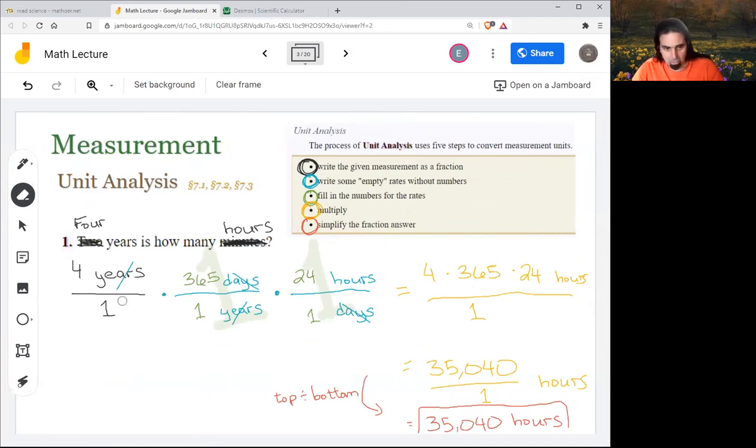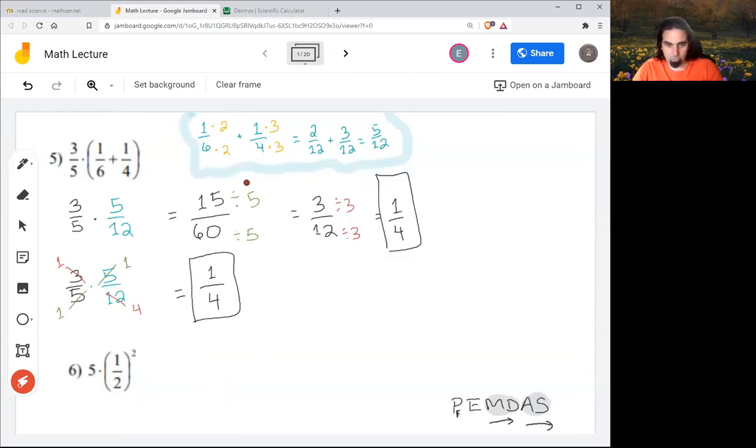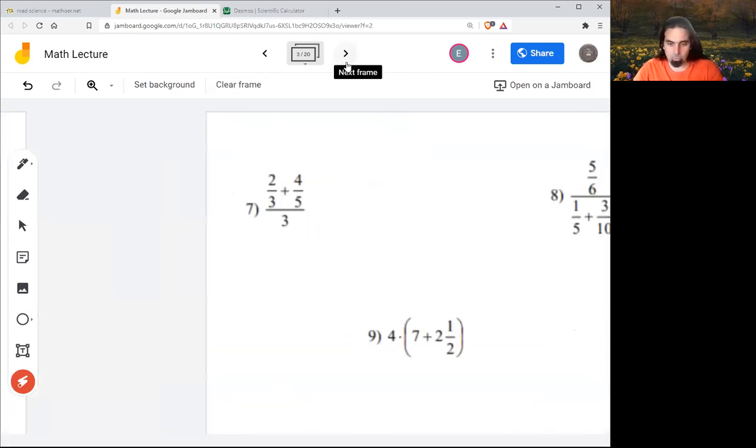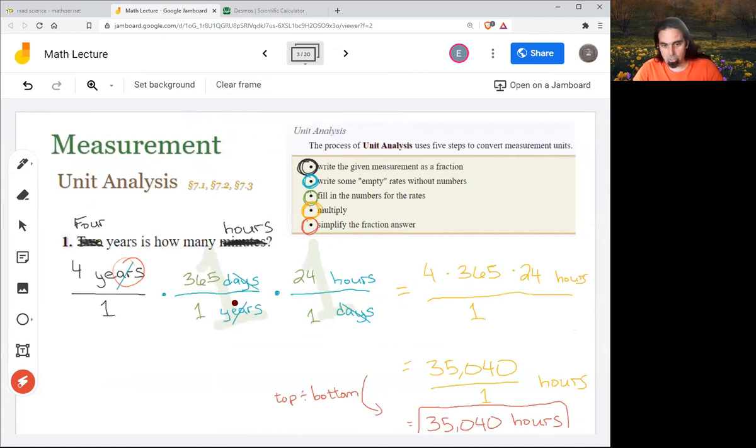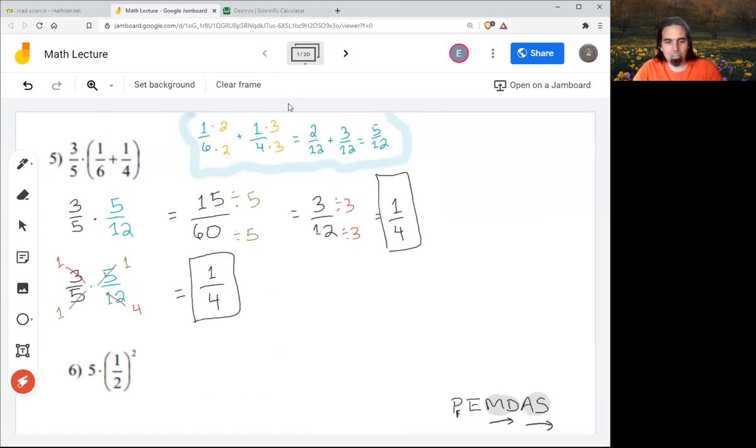When I'm canceling my words, same thing. Since canceling is just reducing early, I can only reduce if I have something on top and something on bottom. That's why I have to have one of the years on top and one of the years on bottom, because I'm canceling early. Or reducing early. That's what canceling is.